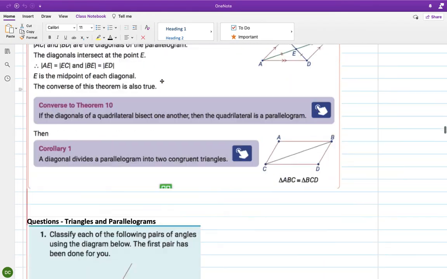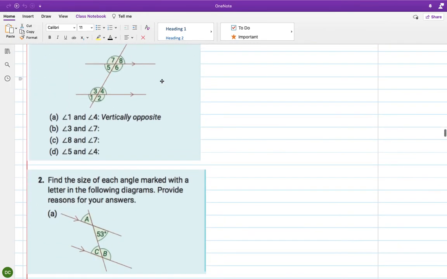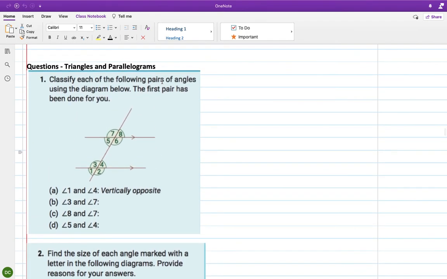Now, where are my questions? Okay, so here are a couple of questions that I want you to try. Just using those 3 facts, I'm going to try really hard to make sure I don't give you anything that is not appropriate. So the first one, we have to classify each of the following pairs of angles using the diagram below. The first pair has been done for you. So they're saying that angle 1 and angle 4 are vertically opposite. Next they're talking about angle 3 and angle 7. So is there a relation there? And remember, you only know 3 things. So they're going to be either vertically opposite, corresponding, or alternate.